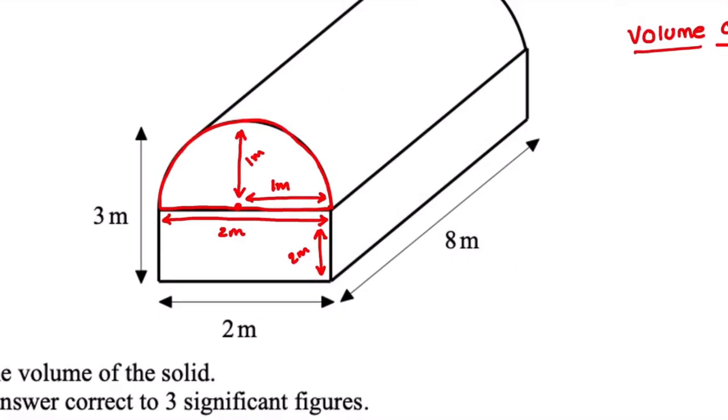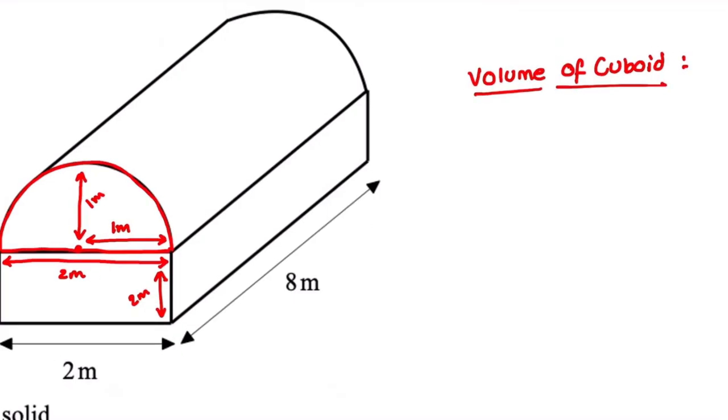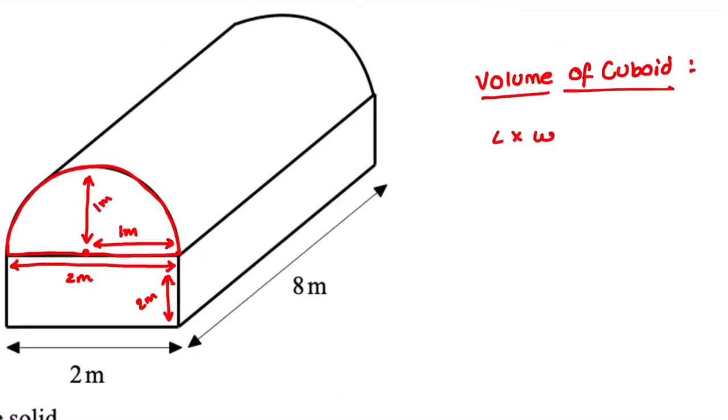If we want to work out the volume of this cuboid, we're just going to do length times width times depth. So we're going to do 2 times 2 times 8. 2 times 2 is 4, and then 4 times 8 is 32. So the volume of the cuboid is 32 meters cubed. That's your volume of the cuboid.